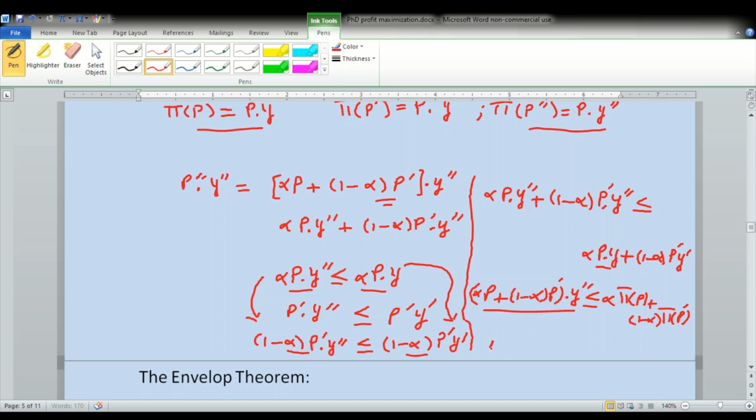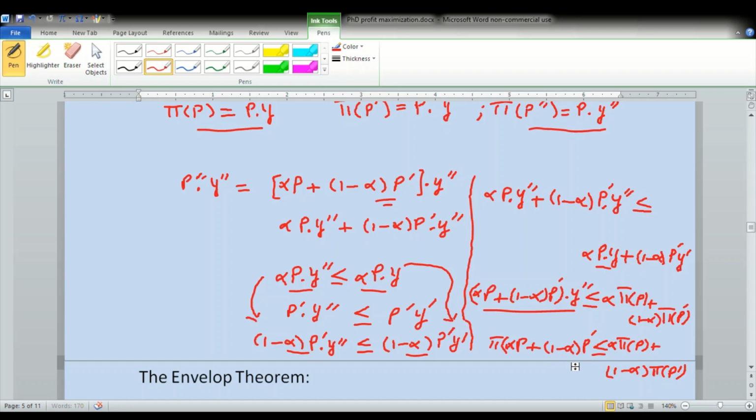But what is this? This is pi of p double dash, or pi of alpha p plus 1 minus alpha p dash, which is equal to or less than alpha pi p plus 1 minus alpha pi p dash.